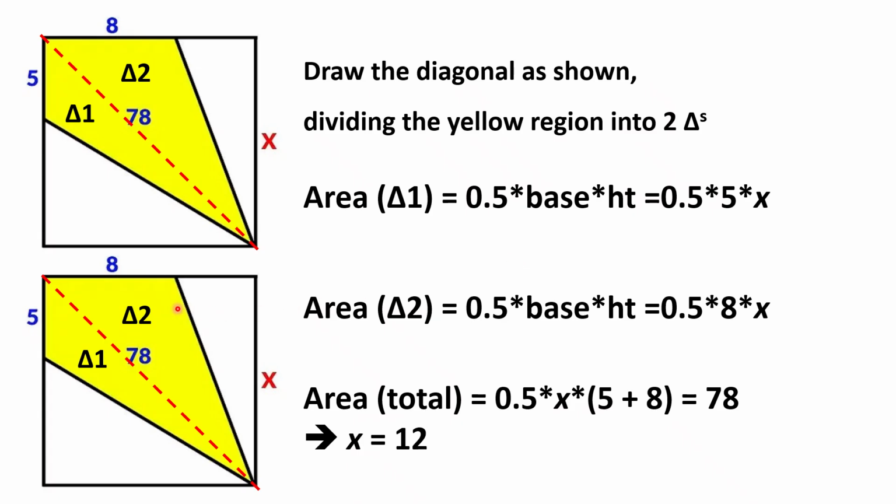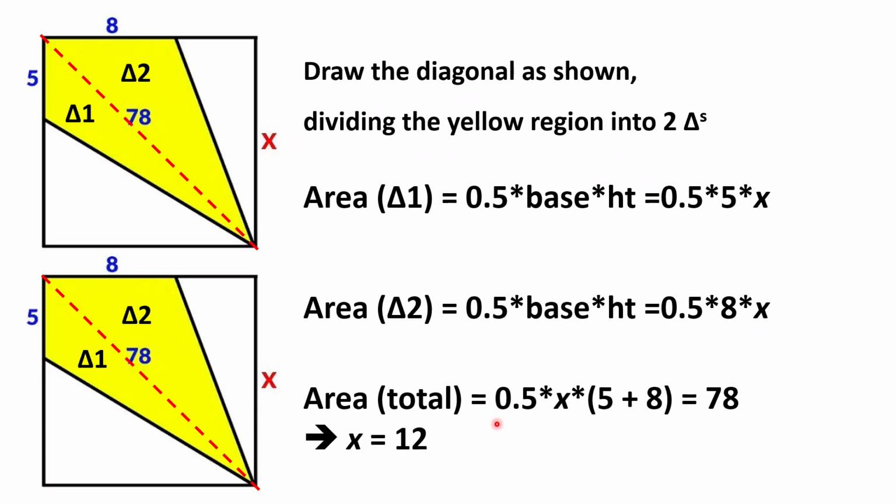And for triangle 2, again the area would be 0.5 into base into height. The base would be 8 and the height would be the distance between the two parallel lines, the top and bottom of the square. The top side and bottom side being parallel, the perpendicular distance would be the height, x. So 0.5 into 8 into x. And the total area is 78. So 0.5 into 5 into x plus 0.5 into 8 into x should be equal to 78.